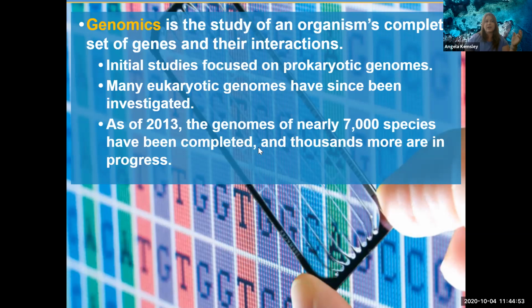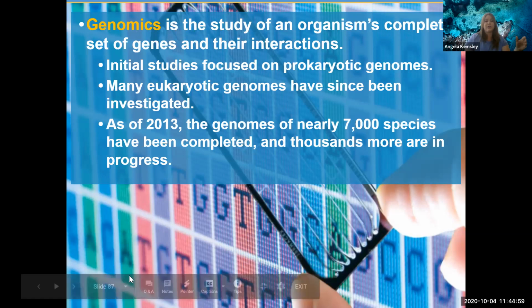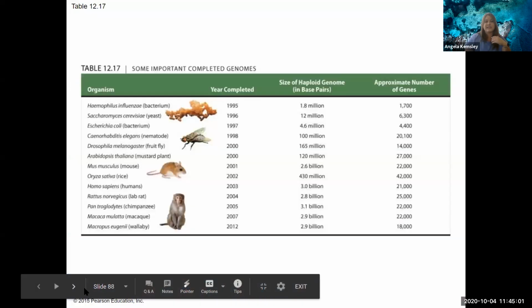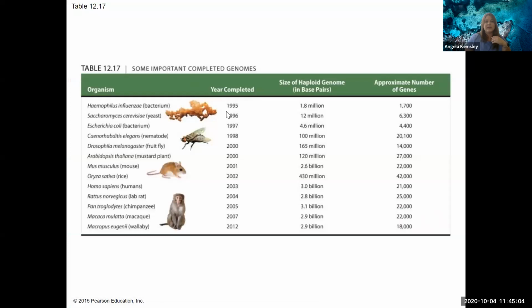So again, scientists are studying the entire genome, the entire set of DNA found in an organism, and they're trying to catalog it for all of these different species. So you can see some of the ones that have been done. In 1995, we completed the genome for a certain type of bacteria. There were 1,700 genes there. We've done it for yeast, nematodes, fruit flies, mice, rice, humans. Look, we did humans back in 2003.